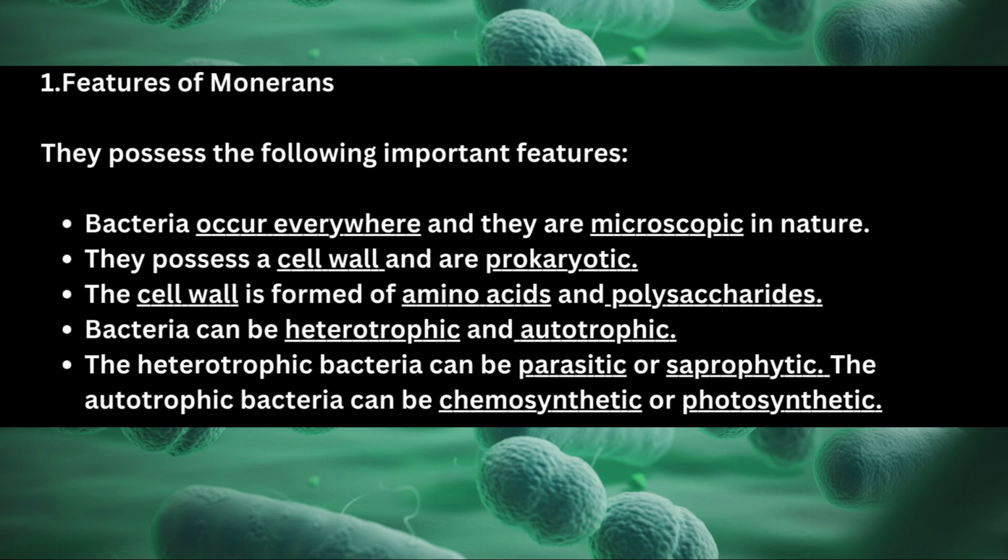Bacteria occur everywhere, and they are microscopic in nature. They possess a cell wall and are prokaryotic. The cell wall is formed of amino acids and polysaccharides. Bacteria can be heterotrophic and autotrophic. The heterotrophic bacteria can be parasitic or saprophytic. The autotrophic bacteria can be chemosynthetic or photosynthetic.